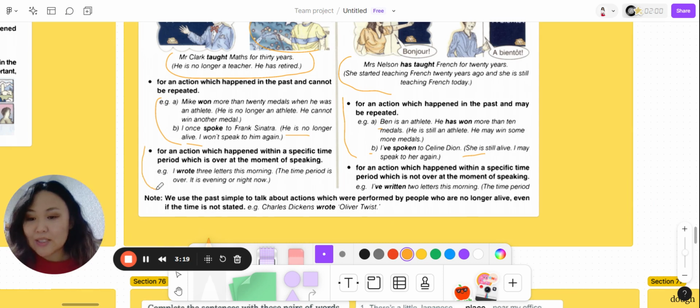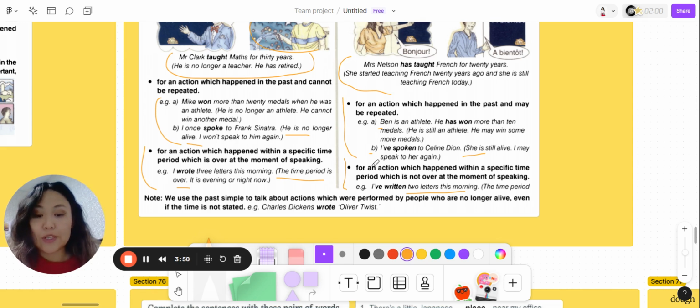Next one, in past simple, for an action which happened within a specific time period, which is over at the moment of speaking. I wrote 3 letters this morning. The time period is over, so the morning is over, and it's evening right now. That's why we are using past simple. Present perfect example. I've written 2 letters this morning. The time period hasn't finished.